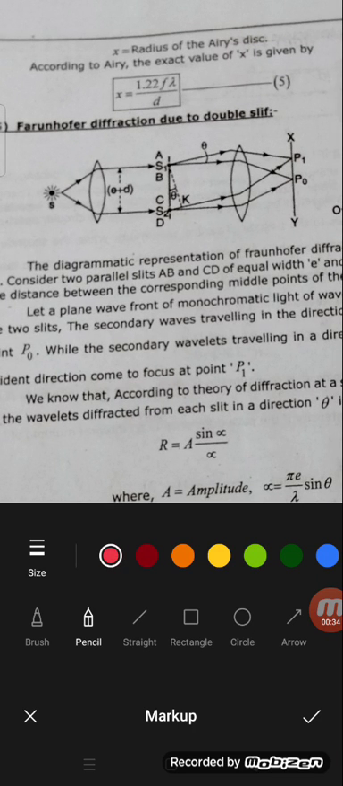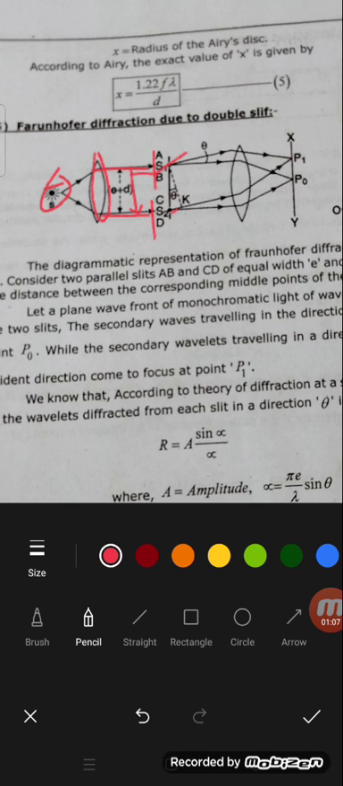A source S of monochromatic light is there. Then the wavefront falls on two slits, namely S1 and S2. The height of slit S1 is AB and the height of S2 is CD. The distance between the two slits is made up of the equal width e and the distance d. So the total distance between slit 1 and slit 2 is e plus d.